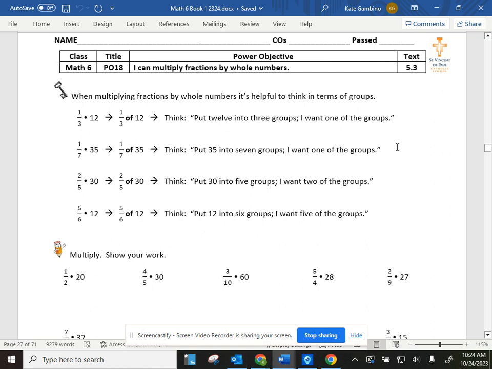Good morning. Today we are continuing with working with fractions. We are doing PO18. I can multiply fractions by whole numbers.